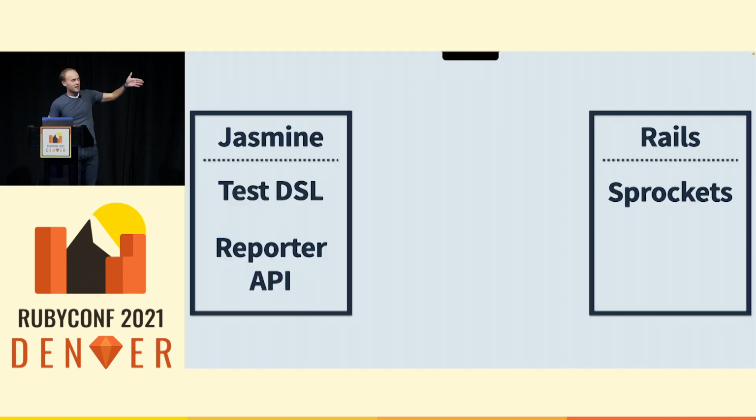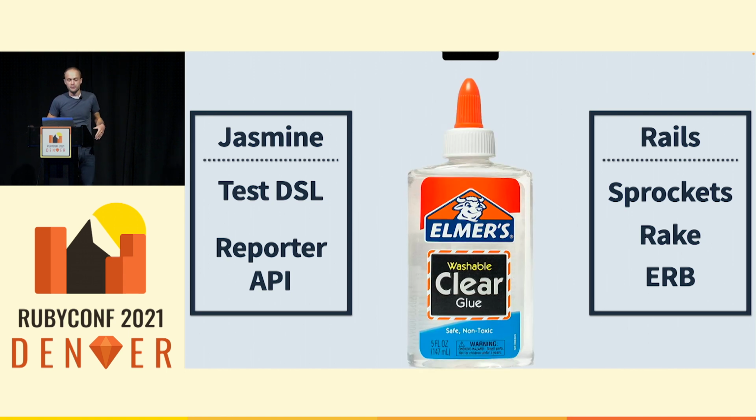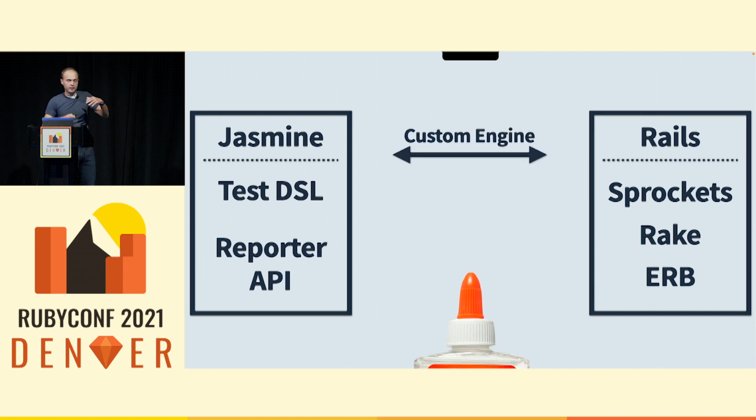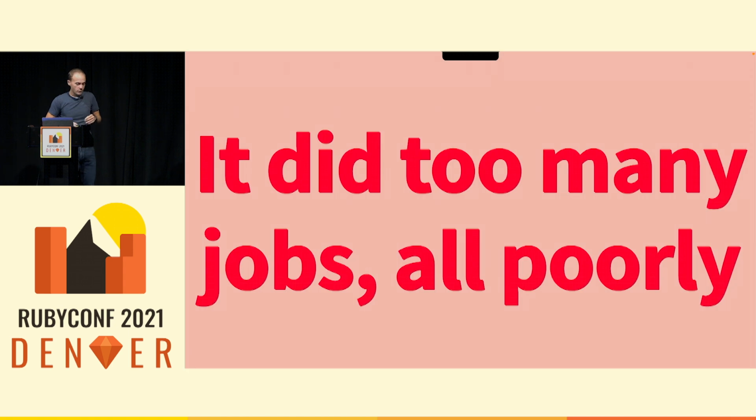So this thing depended on sprockets from Rails and Rake and ERB. And then the work in the middle was the glue code, right? Because it's a glue gem. So what we did here was we had a custom Rails engine that could host that runner. We had a Phantom.js installer, so you could run it from the command line in a fake environment. And then a whole CLI, because Jasmine didn't have a CLI, for formatting all these results appropriately for your CI system. And it just did too many jobs, all of them poorly.